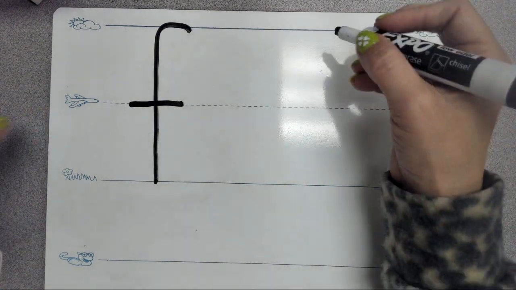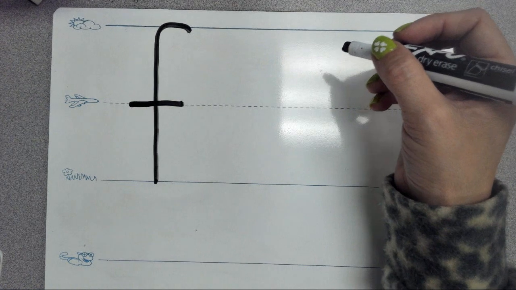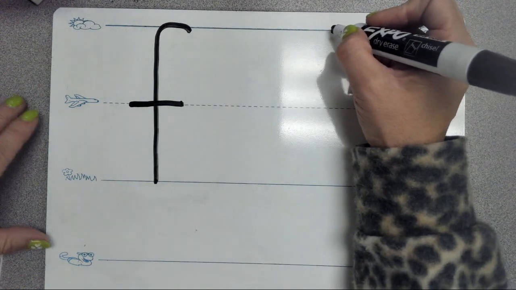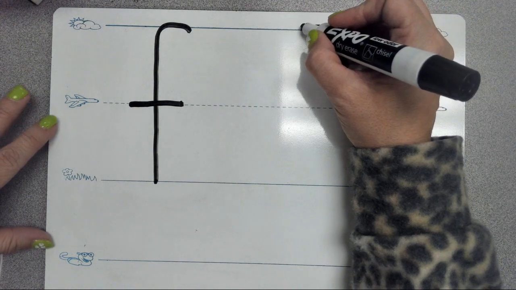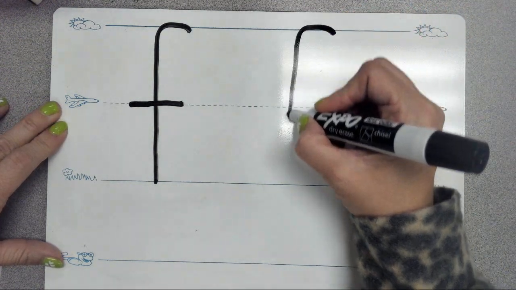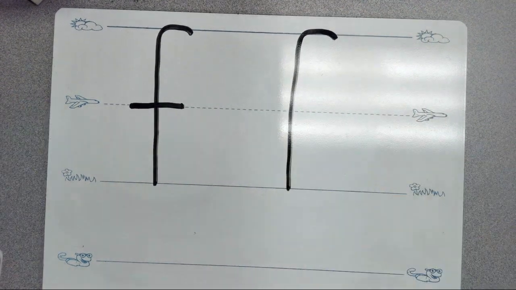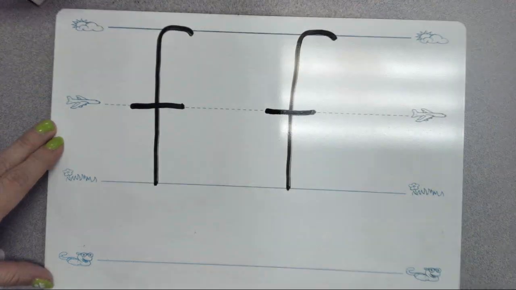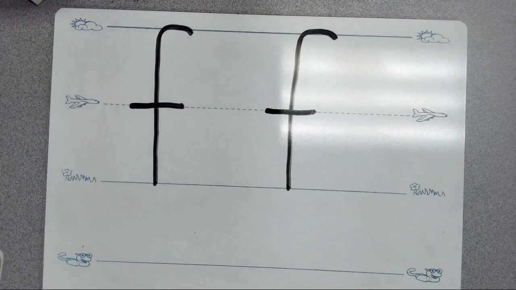Let's try the next one. Point to the skyline. Trace back on the skyline. And all the way down to the grass line. Cross it on the plane line. F, fun. Fabulous, friends. You may erase.